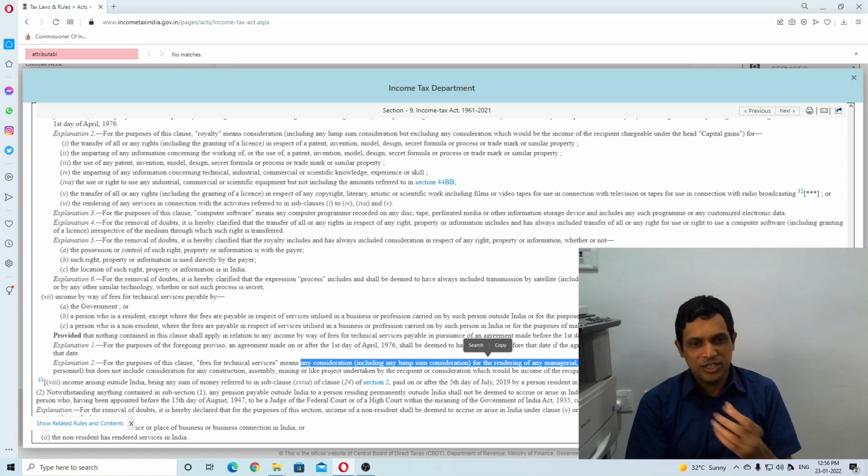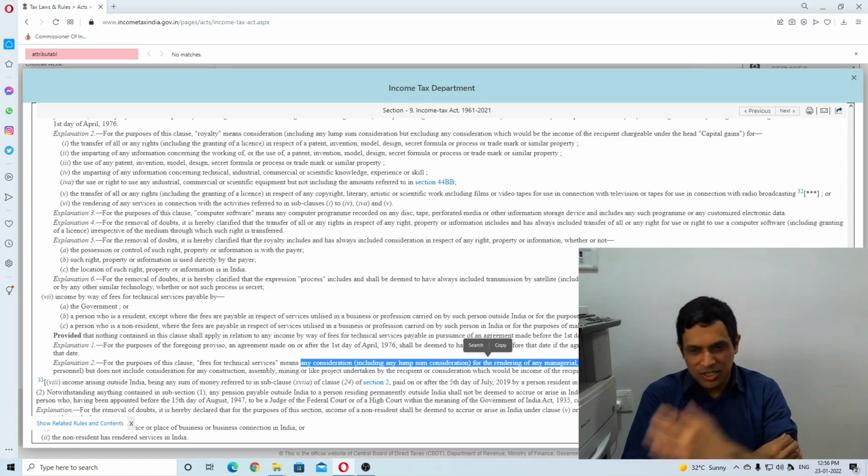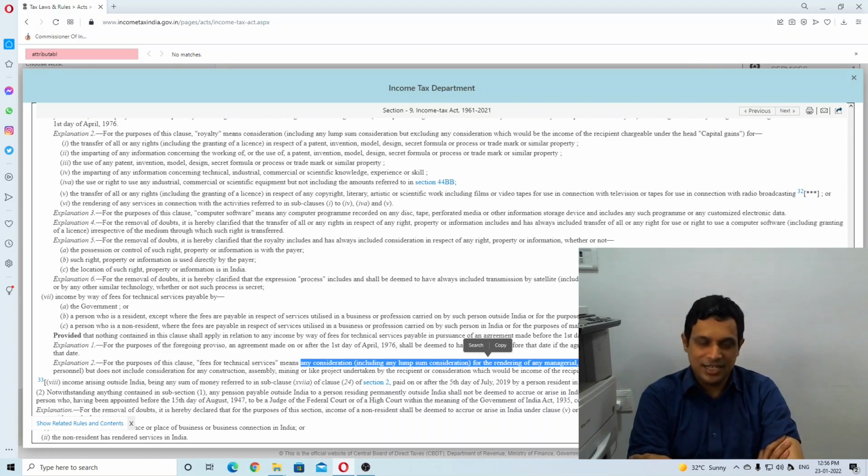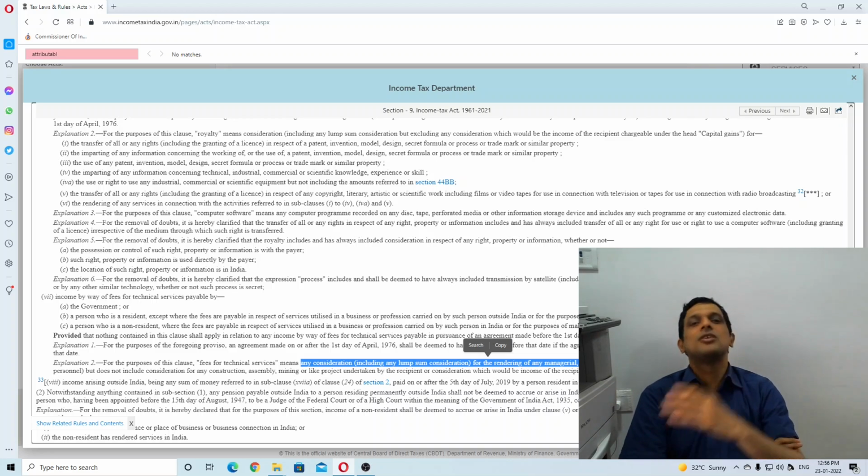The deeming fiction that you're bringing the non-resident taxation into the Indian territorial regime of the Indian Income Tax Act, just because it is of the nature of royalty or fees for technical services, is a very important concept.